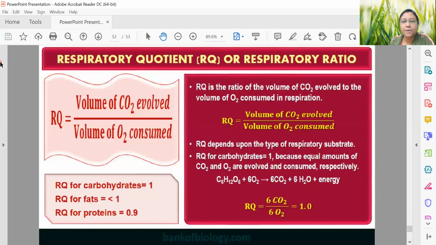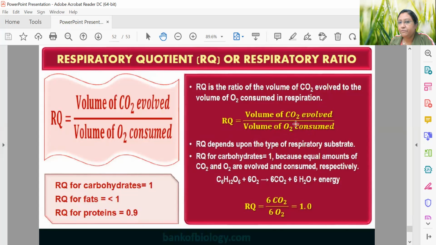Now I wish to talk about RQ. We already talked about PQ, that is photosynthetic quotient. So photosynthetic quotient PQ is equal to volume of O2 released divided by volume of CO2 absorbed. Because in photosynthesis, the order is different. In photosynthesis, plants absorb CO2 and release O2. Here in case of RQ, it is volume of CO2 evolved divided by volume of O2 consumed. So basically, it is a ratio of CO2 evolved and O2 consumed.